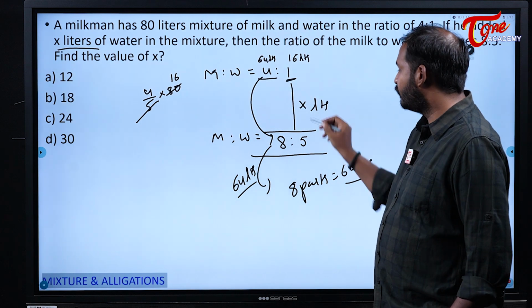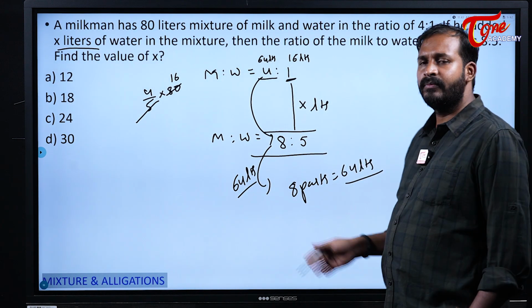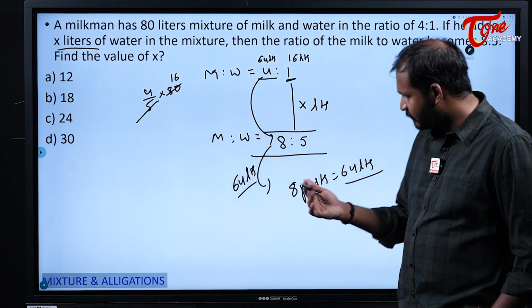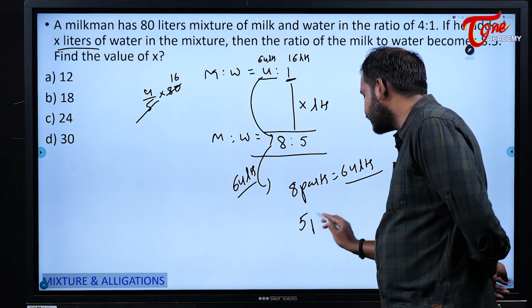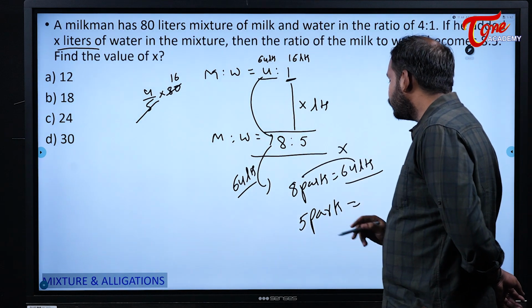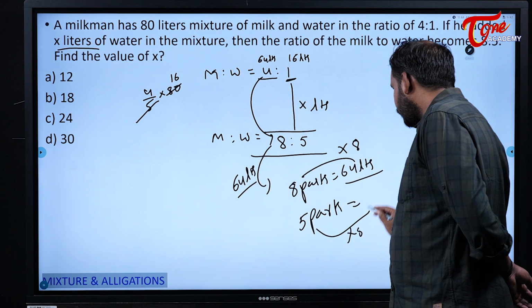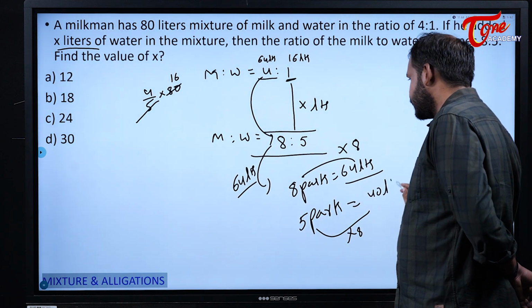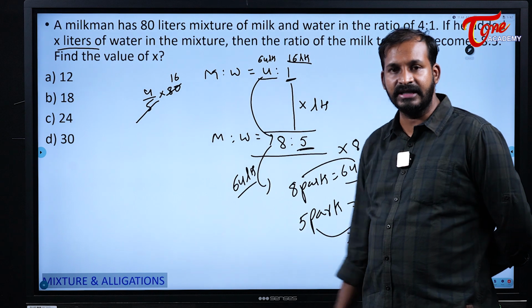The water changed from 1 part to 5 parts. To make it very simple, 5 parts will become how much for us here? 5 into 8, so 5 parts will become 40 liters. In this 40 liters, already 16 liters are there, right?